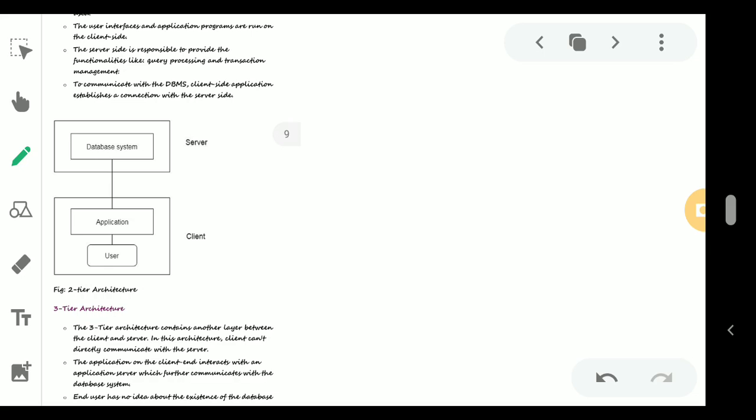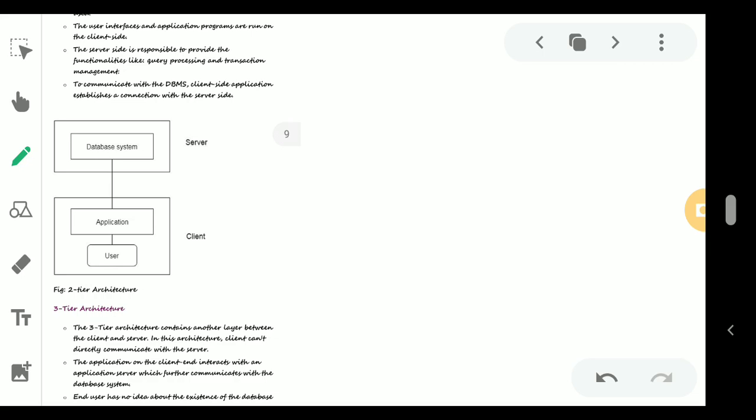There is a main difference between tier 1 and tier 2. In case of tier 2, one application program has been built or set up so that the user can directly interact with the server. But in case of tier 1, there was no such application program developed. Okay. Now coming to the three-tier architecture.